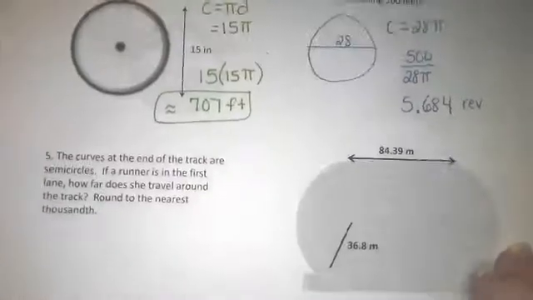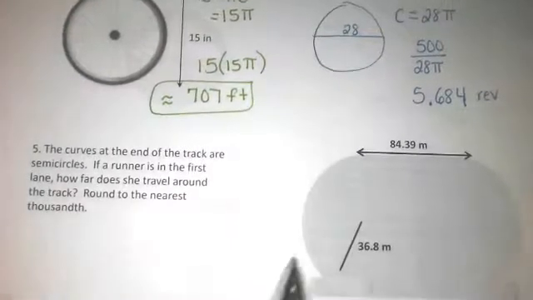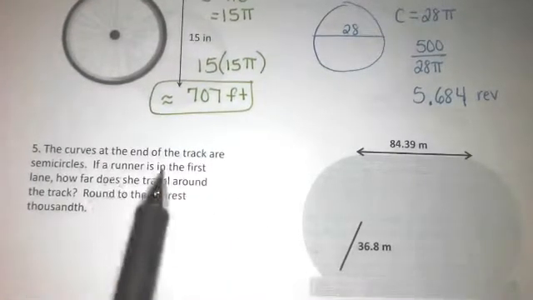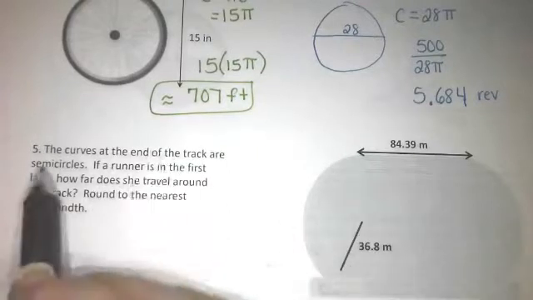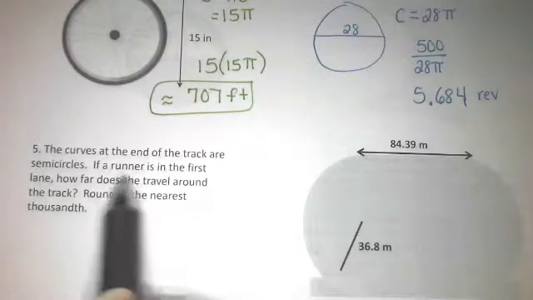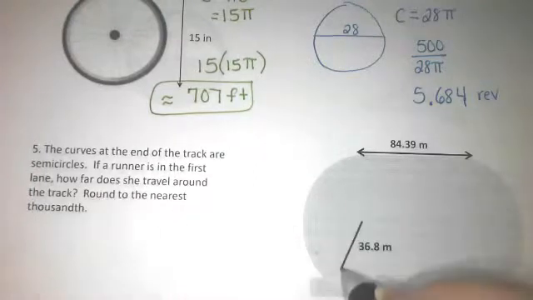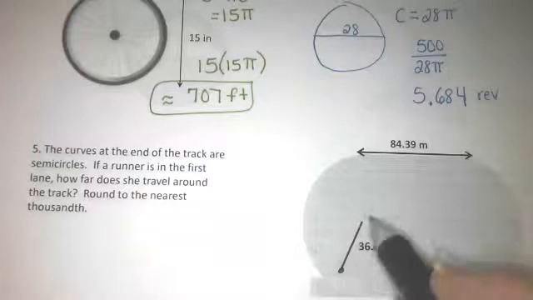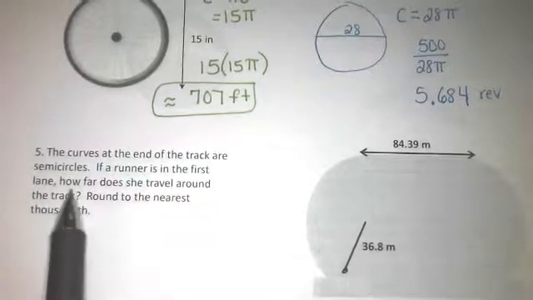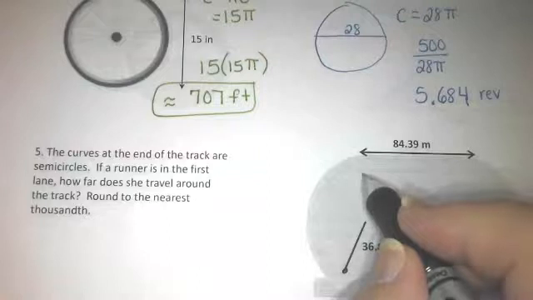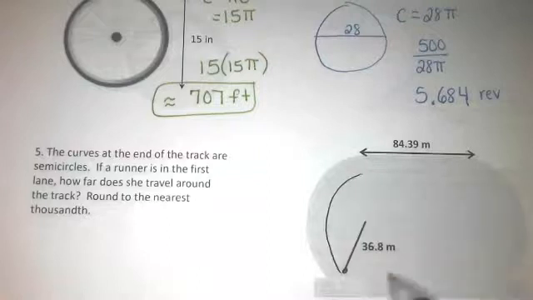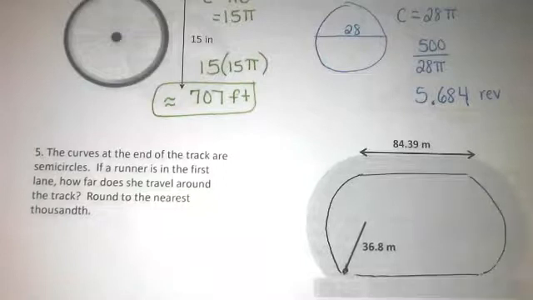Number 5. We have a track. The curves at the end of the track are semicircles. So everyone knows what a semicircle is, right? Half a circle. If a runner is in the first lane, which is this one right here, if you can't see, there's the radius. How far does she travel around the track? So we've got our semicircle, and then we've got our straightaways, and another semicircle, and another straightaway.